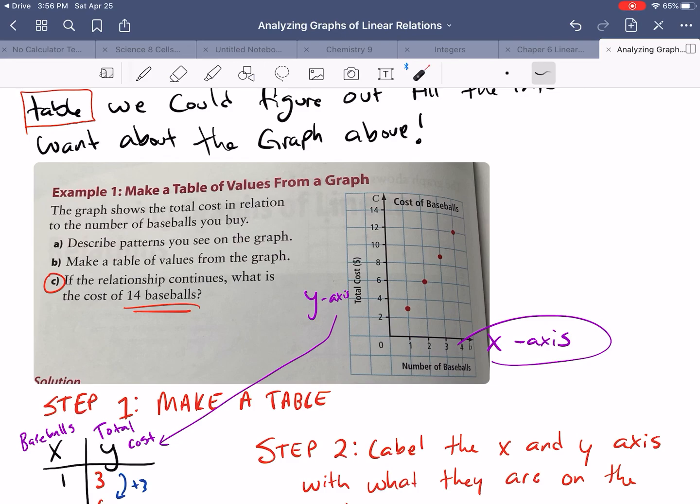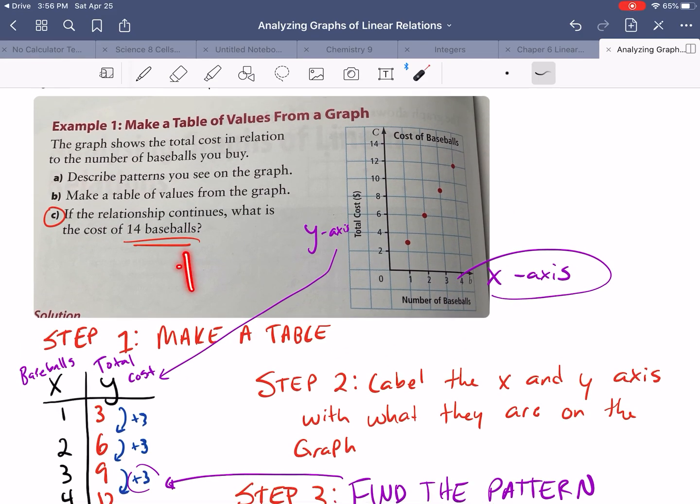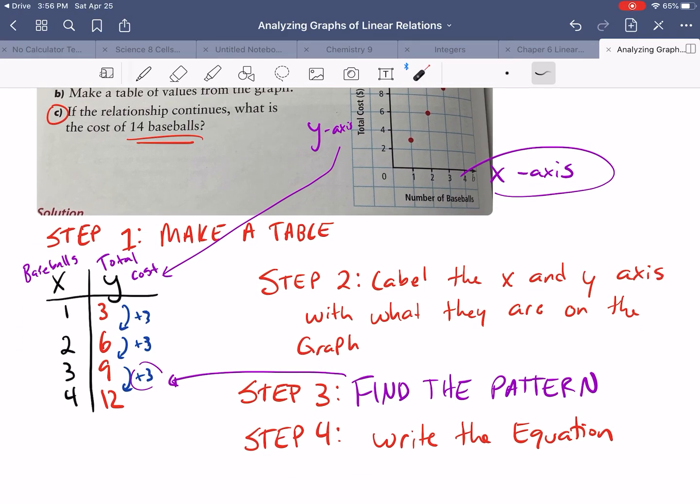But that's not how we do the math anymore. We're going to use our formula. So here's how we figure out how much the cost is of 14 baseballs. The first step was to make a table. Ours was already done, so I drew it right here. That's your first step all the time.